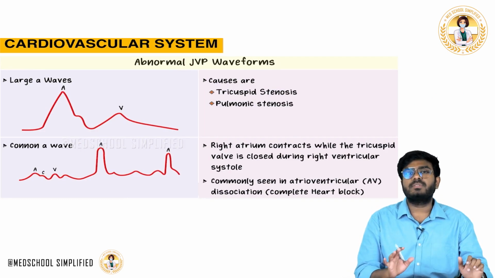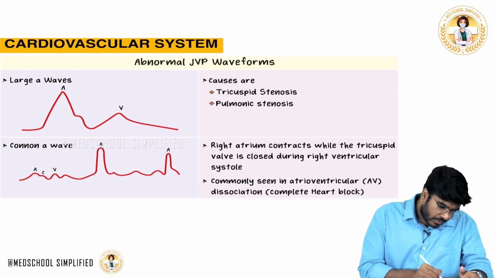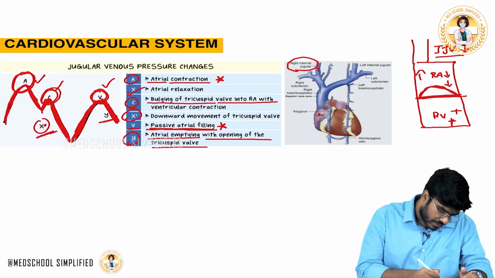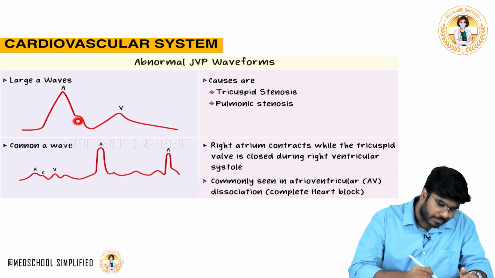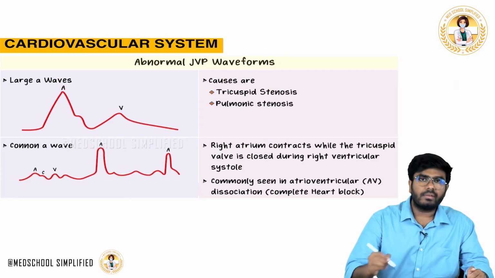JVP, jugular venous pressures, are sometimes going to be abnormal. For example, now in this graph you can clearly see there is a large A wave. This is something normal, A wave, C wave. But are you able to appreciate here? It's a very steep wave, just like a mountain. So this is a large A wave.